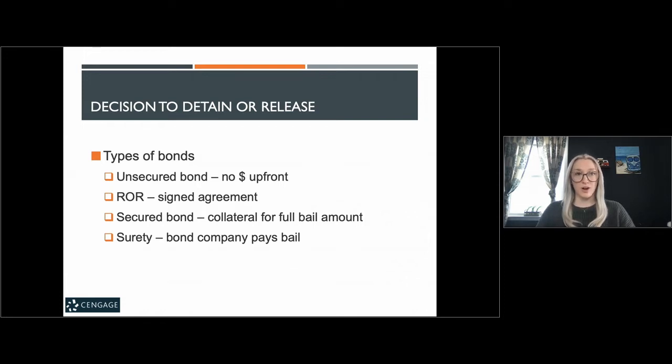ROR is released on your own recognizance. This is simply a signed agreement that says the offender is going to appear for the next hearing. No collateral or money or anything is put up, just a signed agreement.